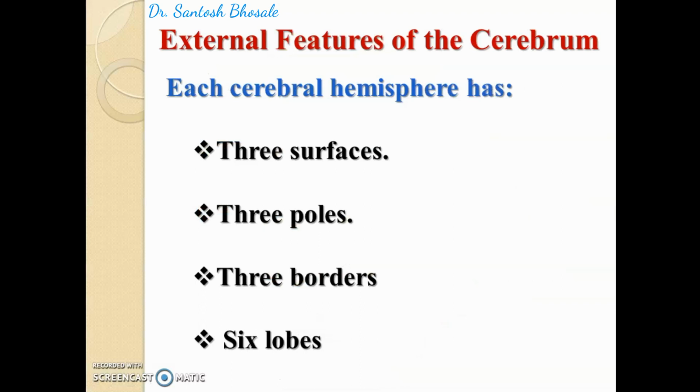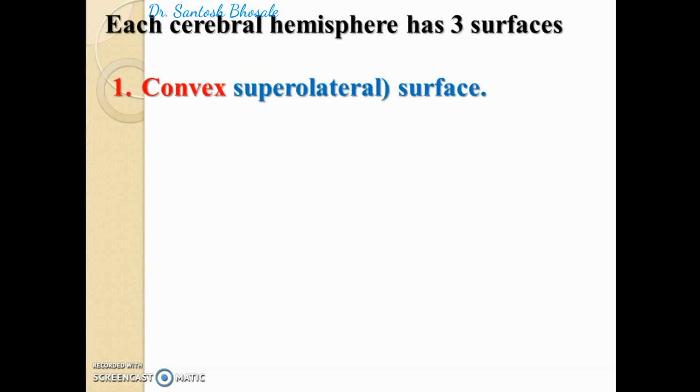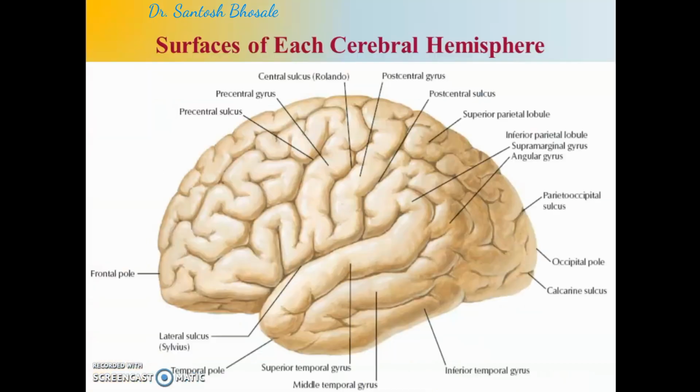And coming to the cerebrum, each cerebral hemisphere has three surfaces, three poles, three borders and six lobes. These are the presenting parts of each cerebral hemisphere. Coming to surfaces, the three surfaces are: first, the convex superolateral surface; second, the flat medial surface; and third, the irregular inferior surface, which is again divided by the lateral sulcus into the orbital surface and the tentorial surface.